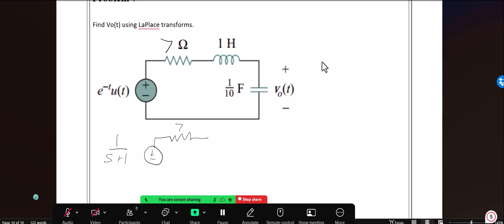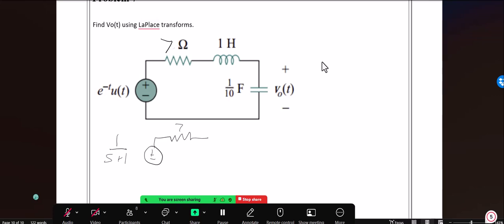No, because of the step function. It's got a unit step function on the e to the minus t. So the u of t is 0 before 0 and 1 after 0. So that means before 0, this is 0. So there is no current before.